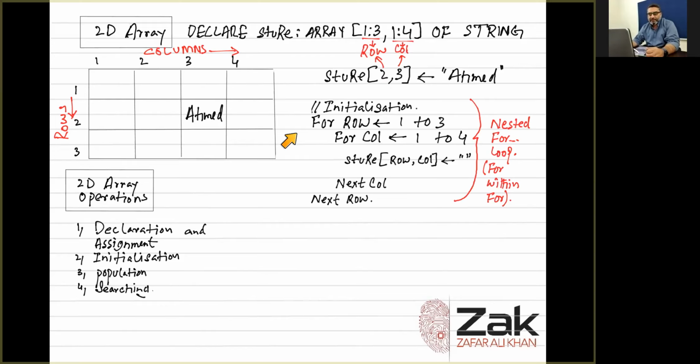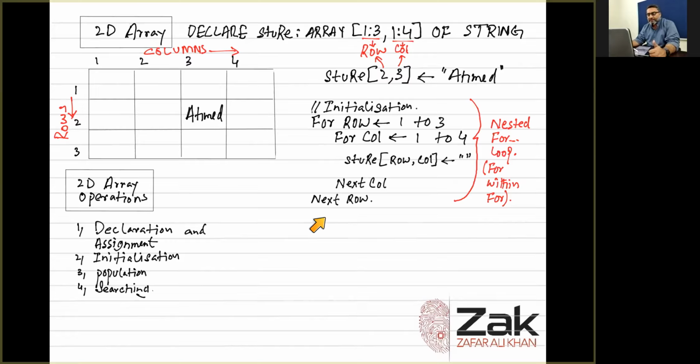How do we initialize the array? Now we cannot use a single for next. We have to use 2 for next, which is nested. Nested for next means for within for. So first we have to tell from row 1 to 3, and in every row, every column. In every row, every column will be initialized. So system will have first row number 1, and then for row number 1, every column 1, 2, 3, 4.